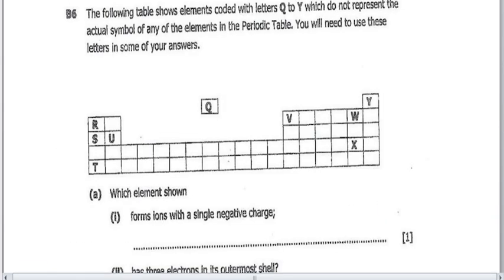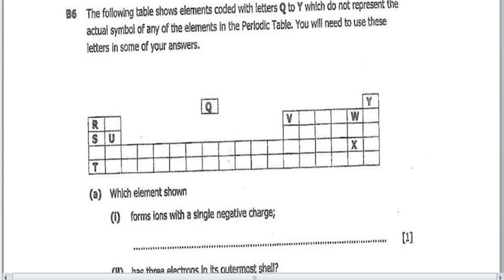Okay, we look at question B6. The following table shows elements coded with letters Q to Y which do not represent the actual symbol of any of the elements in the periodic table. You need to use these letters in some of your answers. Which element shown forms ions with a single negative charge?